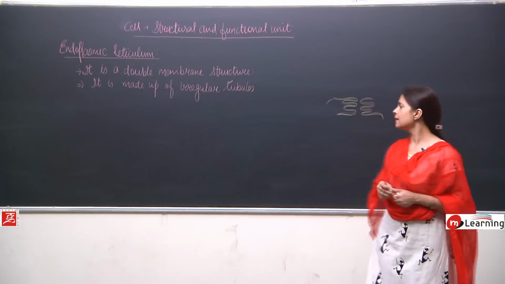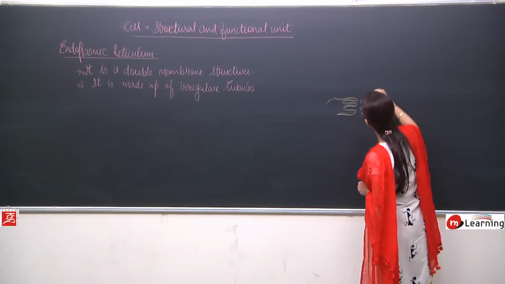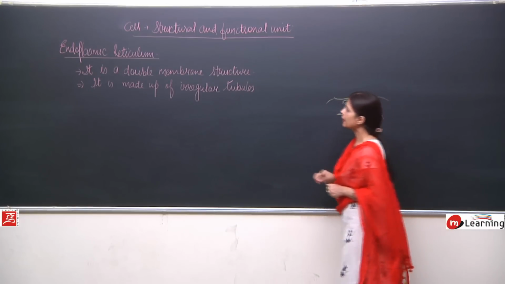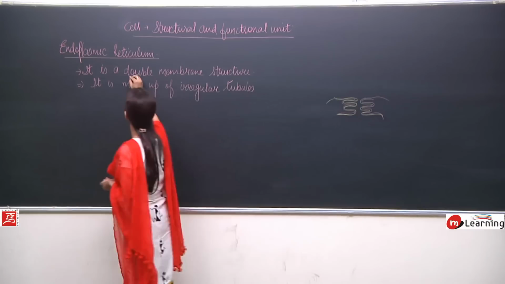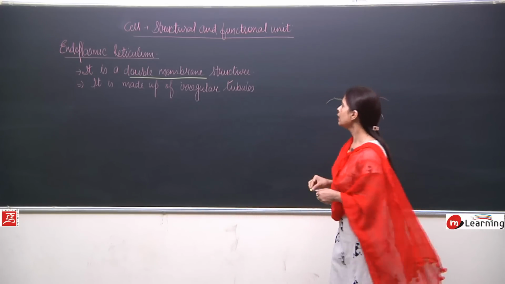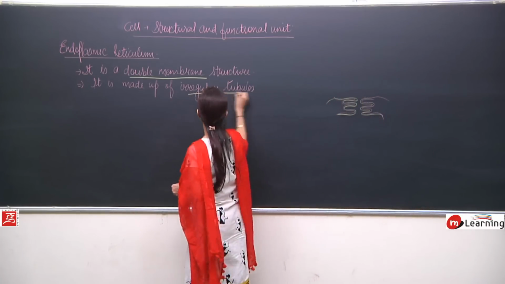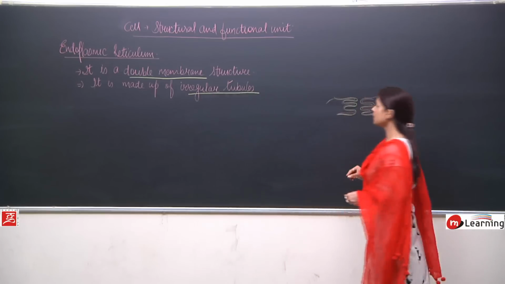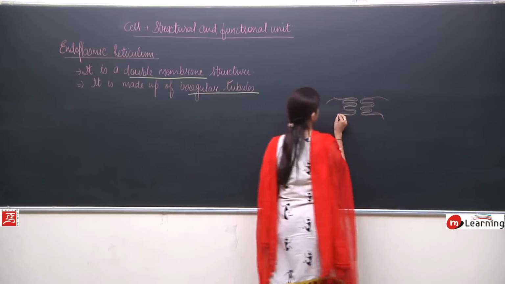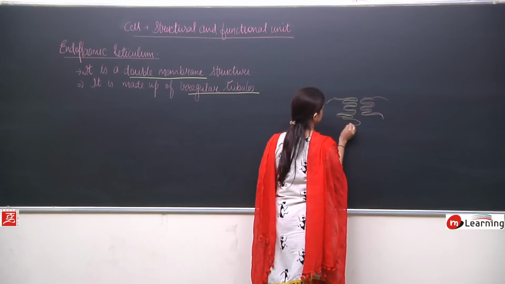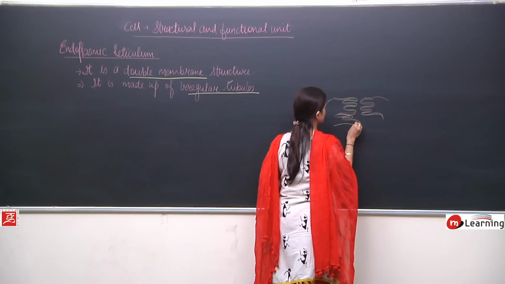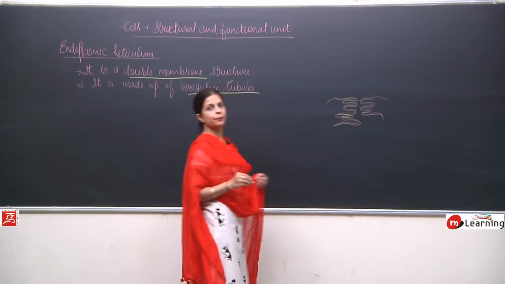It is a double membrane structure. Double membrane structure means this one is the first membrane and this is the second membrane. That means two membranes are there. It is made up of irregular tubules. The tubules are not at all equal and it can be smaller and bigger, like this. Again it is a double wall.